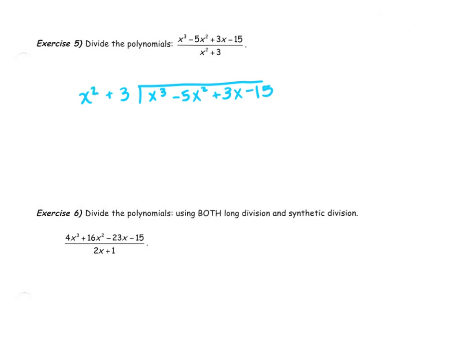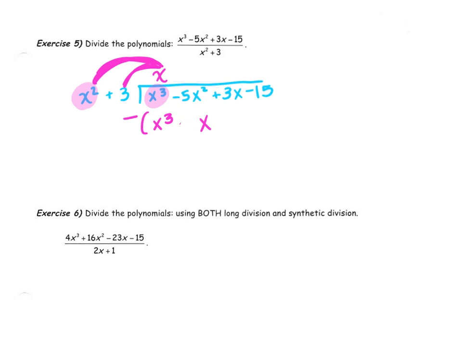So we're going to see x squared times what gets us to x cubed, and that's x. So we're going to multiply it back. Now be careful here. X times x squared is x cubed. X times 3 is 3x. I should not be putting my 3x here because look, these don't line up, right? I have x squared and 3x. They don't line up. So I'm not going to put that there.